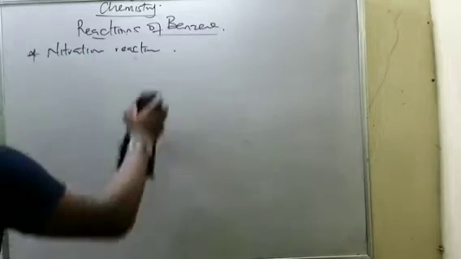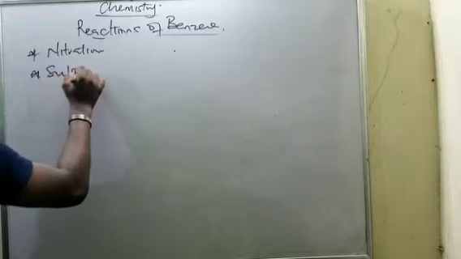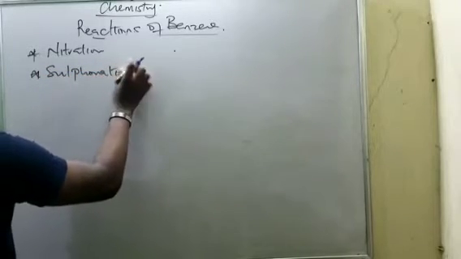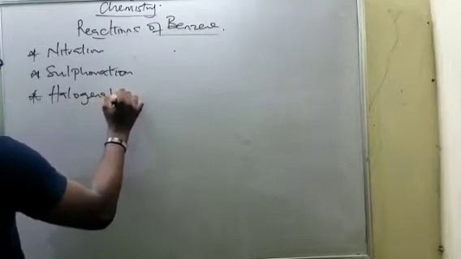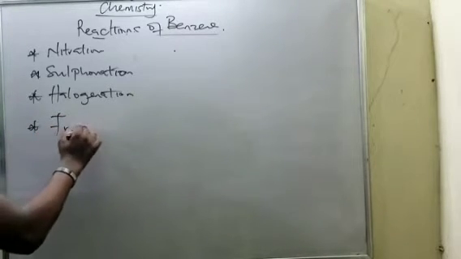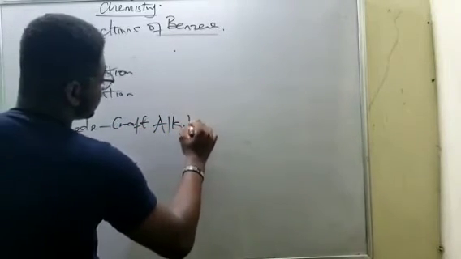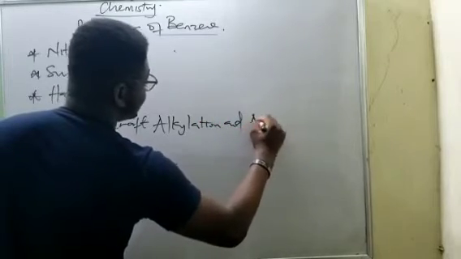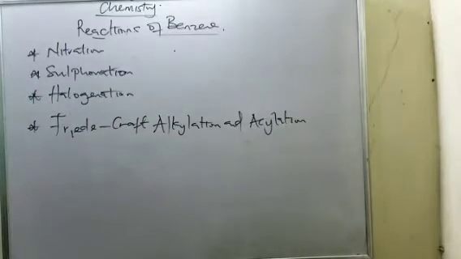Nitration. Then after the nitration, we have the sulphonation. We also have the halogenation, and we have the Friedel-Crafts alkylation and acylation, which are 4 and 5. 1, 2, 3, 4, 5. Yes, these are the 5 major reactions of benzene that we have for electrophilic aromatic substitution.